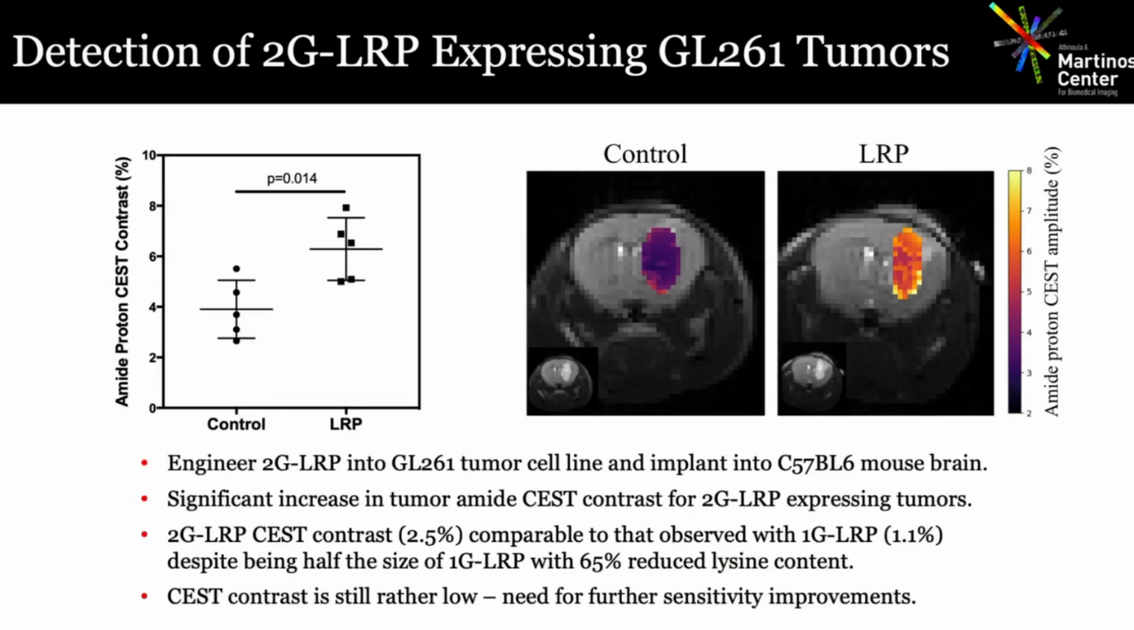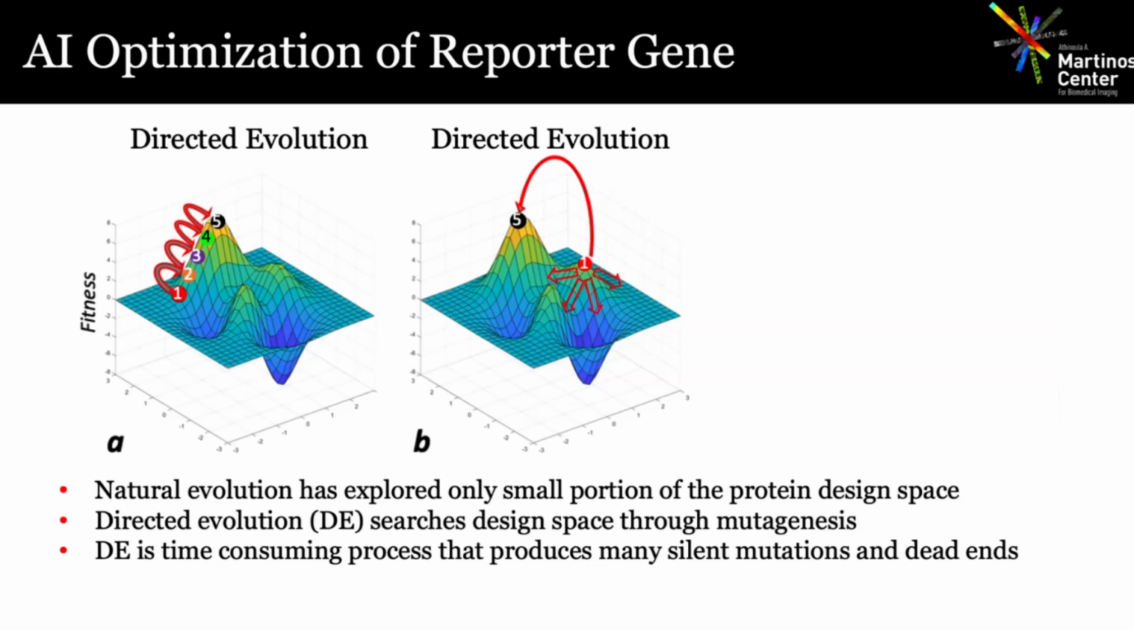And so then we looked at cell lines engineered with this reporter, and you do slightly better. You have about 2.5% CEST contrast, so it's comparable to what we observed with the first generation LRP reporter. But again, it's still pretty small. And so we really want to try to optimize the sensitivity. Well, how do we do that?